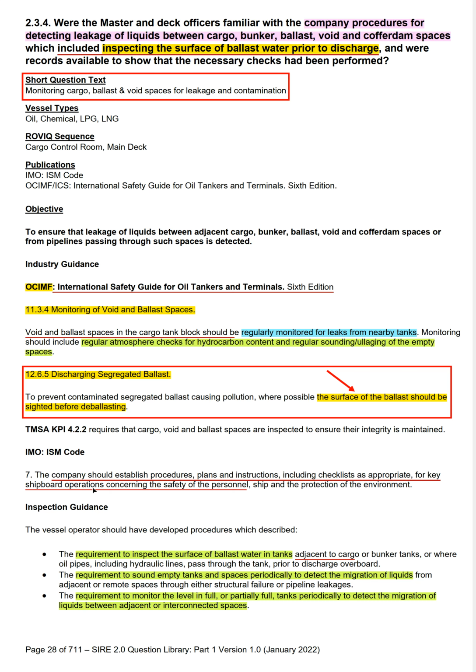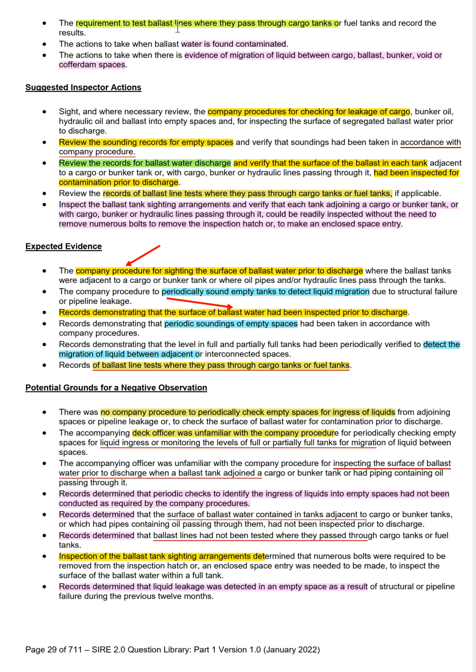Again, what does the ISM Code say? The company should establish procedures, plans and instructions, including checklists as appropriate, for key shipboard operations concerning the safety of the person. So the vessel operator should have developed procedures whereby the requirements to inspect the surface of the ballast tanks prior to overboard discharging, requirements to sound empty tanks and spaces periodically to detect any migration of liquids, and also in any level full or partially full tanks, periodically you should detect the migration of liquids between the adjacent or interconnected spaces. Also, there is a requirement to test the ballast lines when they pass through the cargo tanks.